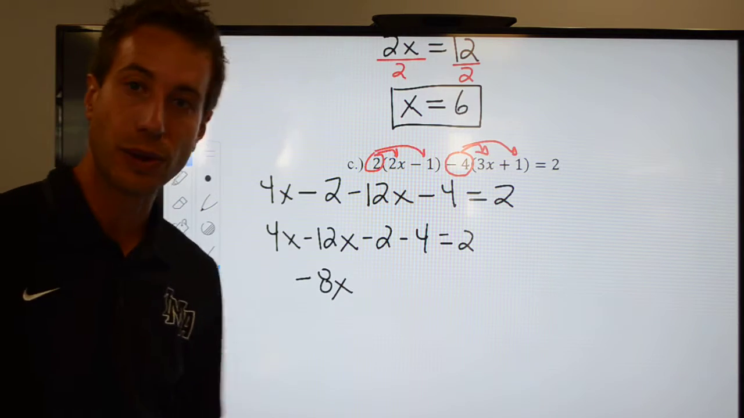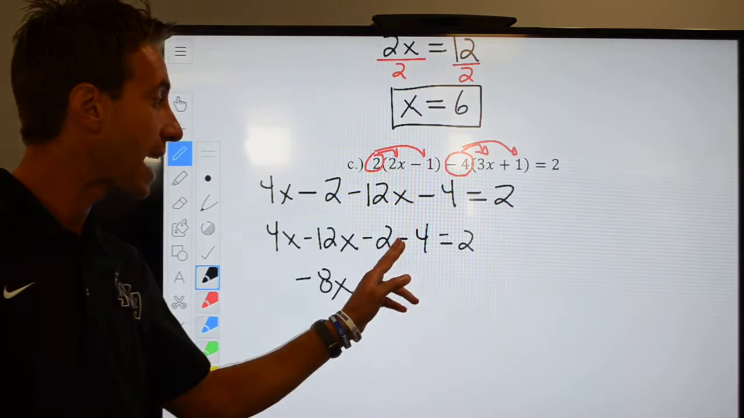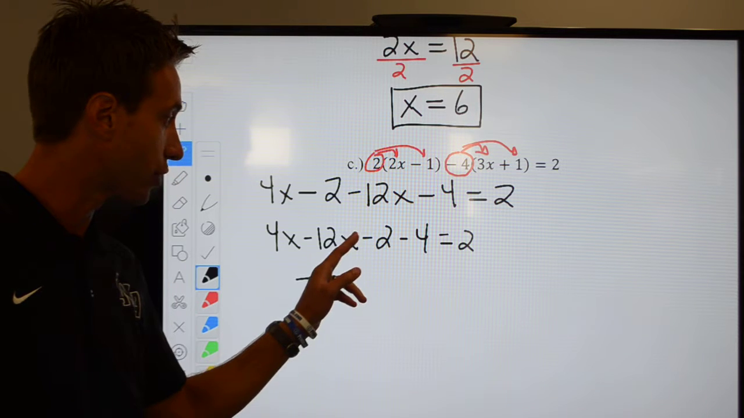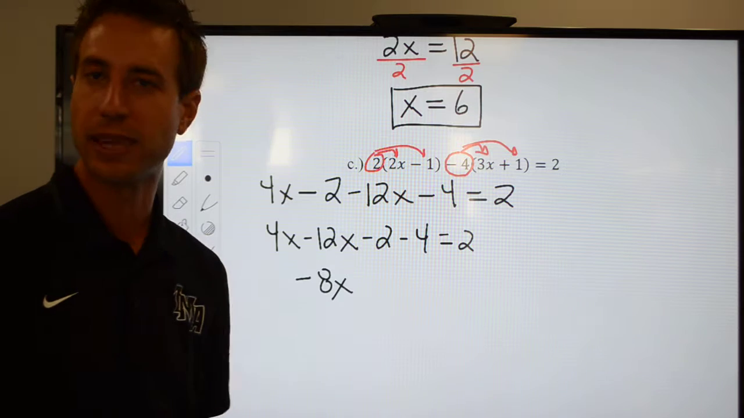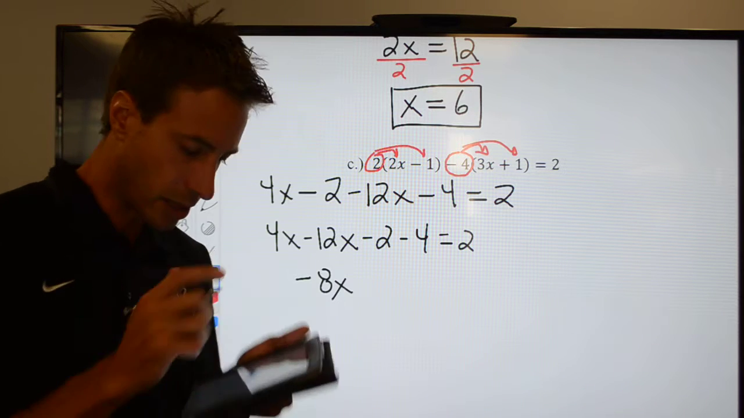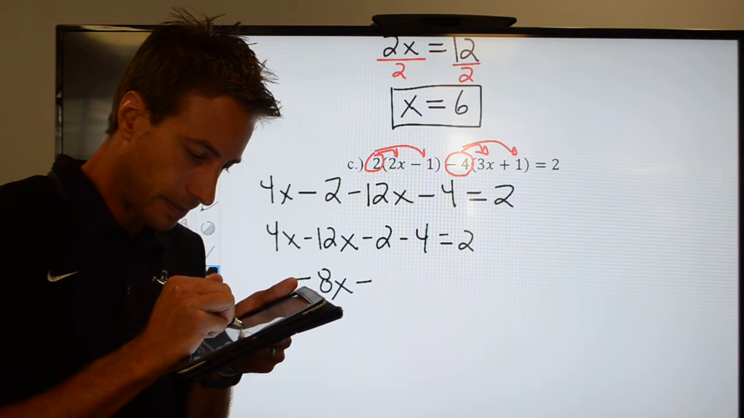A -2 and a -4. Add a line, change the sign, so I could change this to a -2 plus a -4. Whatever, same thing. Do it on your calculator. Don't fat finger something. Should get a -6.